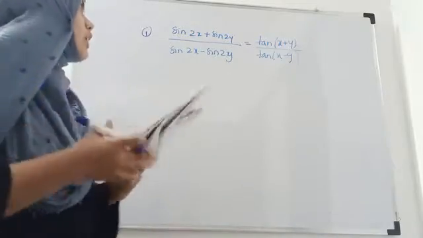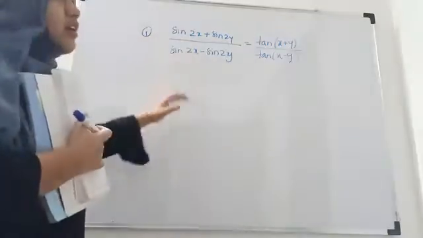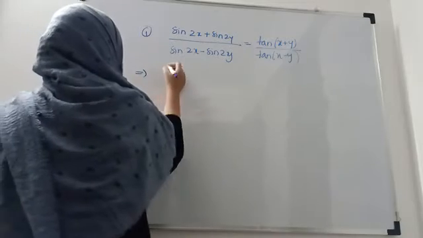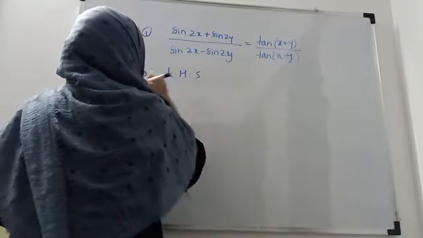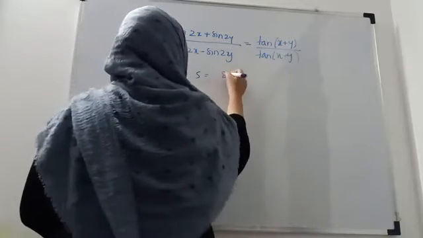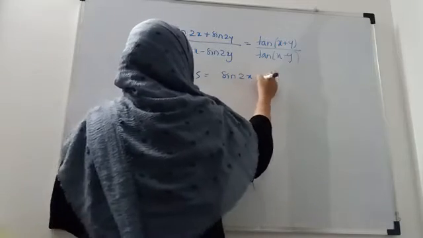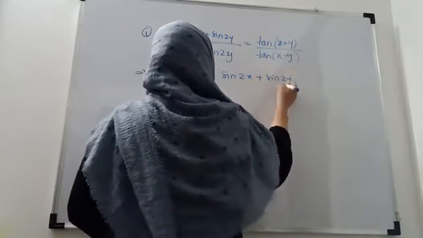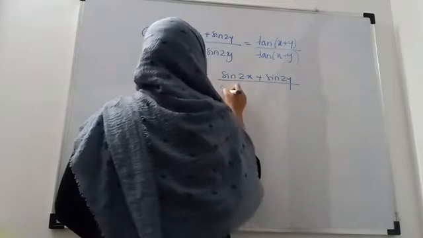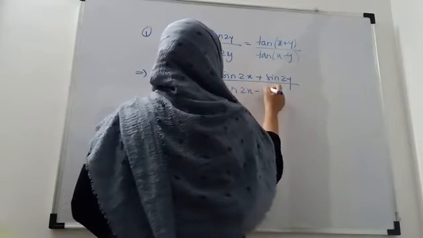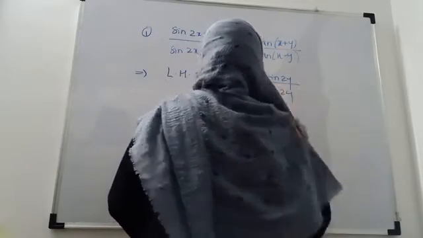So just go through it. We will use that formula in this problem. Okay, so we'll start with LHS. Here LHS is given as sin 2x plus sin 2y divided by sin 2x minus sin 2y.